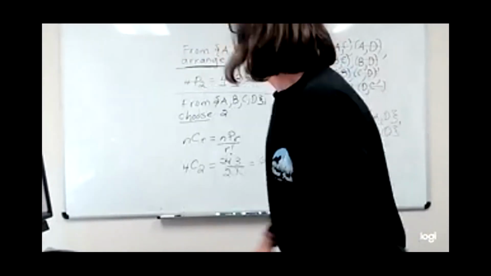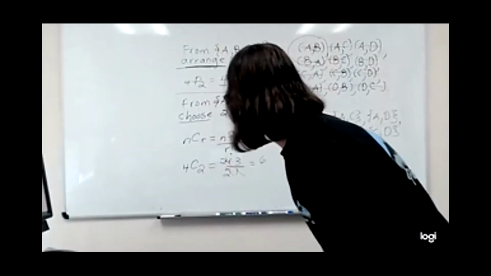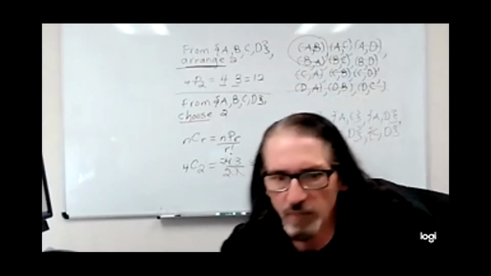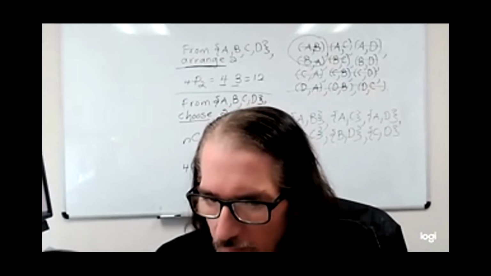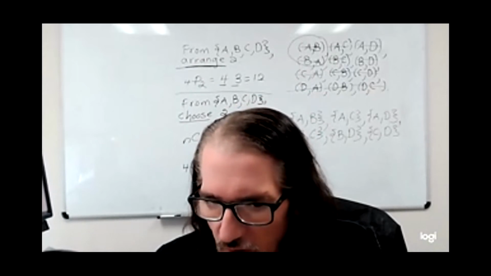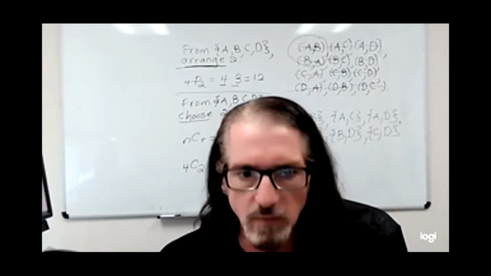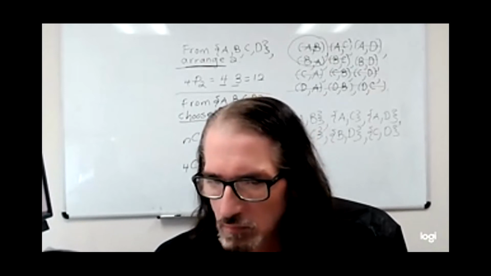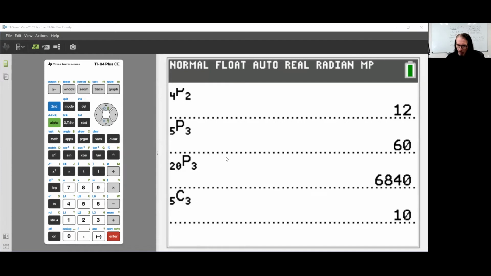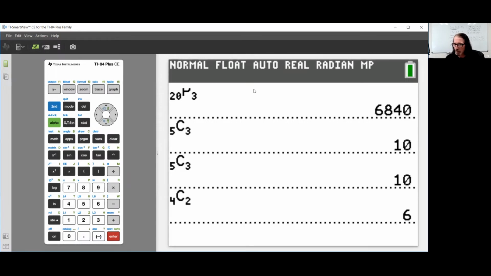Okay, so checking 4C2 on the calculator here real quick. Let's see if we're getting 6 that way as well. Gotta wake it up. 4C2. There we go. All right. Well, let's build on that.